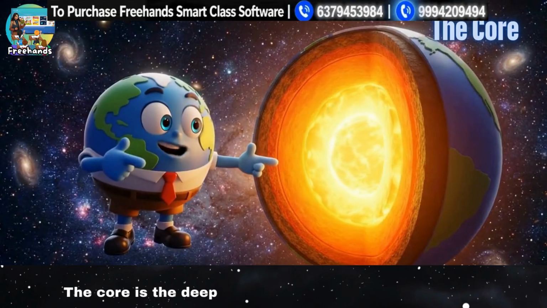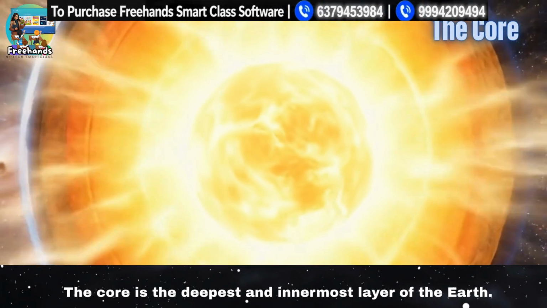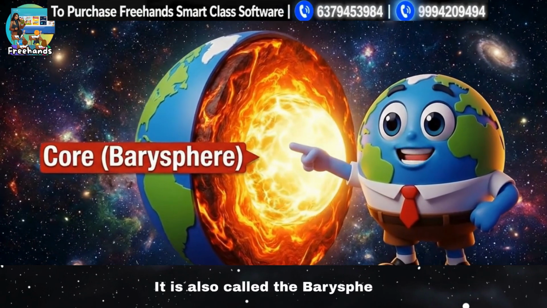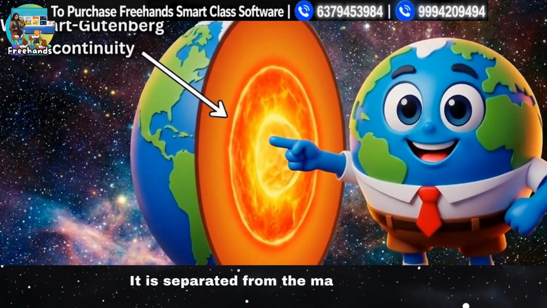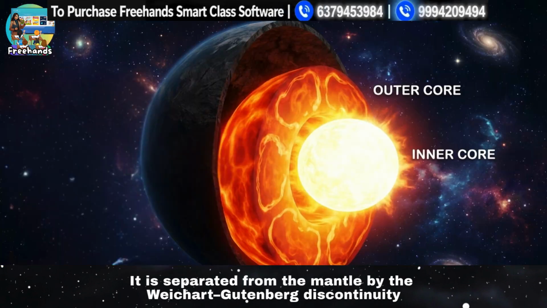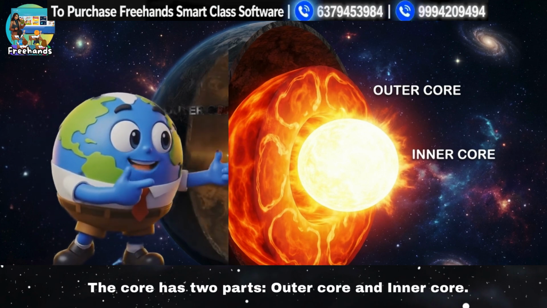Finally, let's go to my deepest part, the core. It is my innermost layer and is also called the barysphere. It is separated from the mantle by a boundary called the Gutenberg discontinuity. My core has 2 parts, the outer core and the inner core.